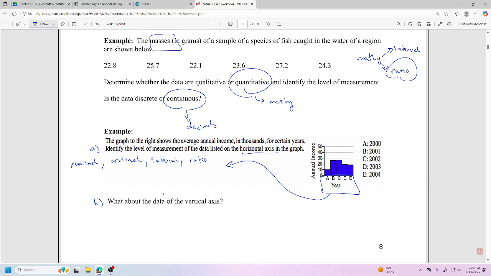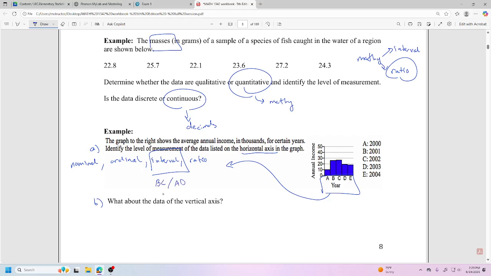Nominal is name and label, ordinal is order ranking, interval is negative and positive, and ratio is where 0 is the end right there. Which one makes sense here? Ordinal, so it's like an order. You can put first, second, third. Interval, that is correct actually, because you're talking years, and it goes back to the BC AD stuff.